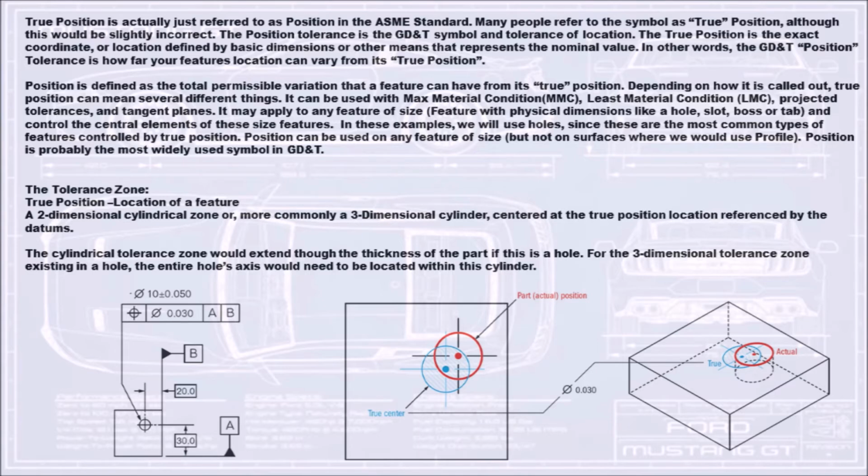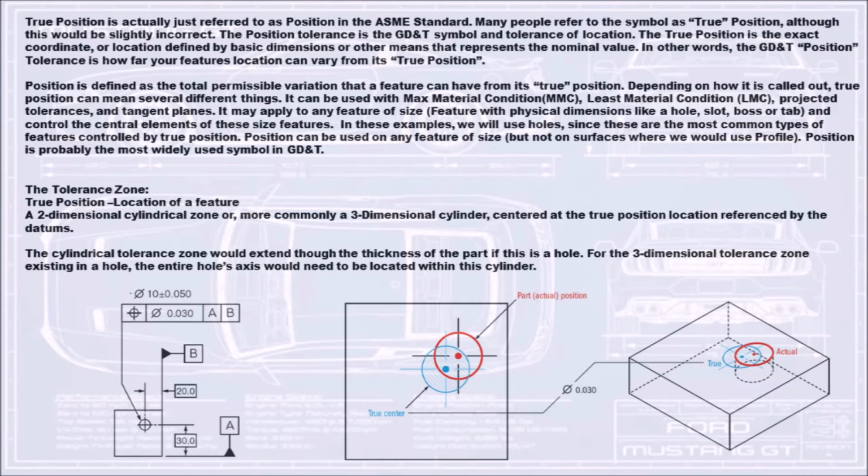Depending on how it is called out, true position can mean several different things. It can be used with max material condition, MMC, least material condition, LMC, projected tolerances, and tangent planes. It may apply to any feature of size, a feature with physical dimensions like a hole, slot, boss, or tab, and control the central elements of these size features. In these examples, we will use holes, since these are the most common types of features controlled by true position. Position can be used on any feature of size, but not on surfaces where we would use profile.